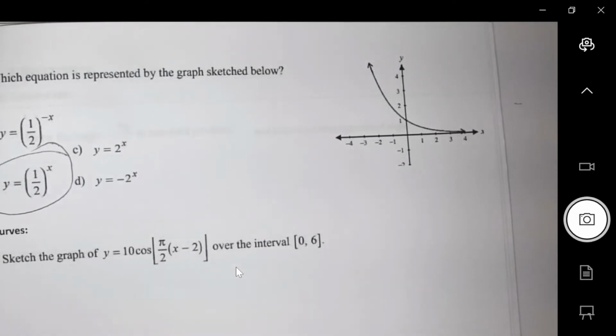How many trick groups are going to be on the exam? 1. Just one? I'll talk about it when I get there. Okay.